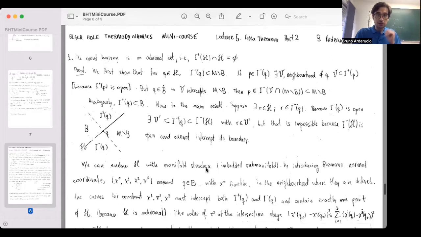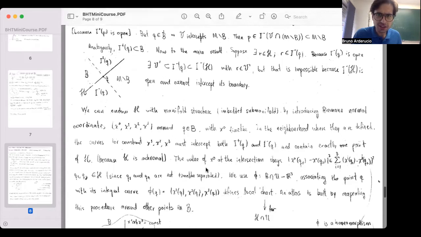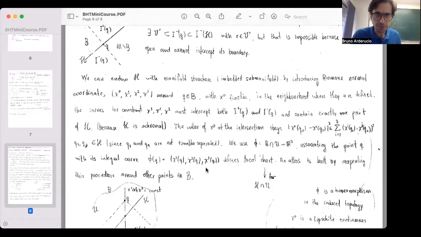Okay, now the next is not crucial, but I mentioned that we can endow H. For now, H is just a set. But then it's possible to show that H is in fact a submanifold. It's not only immersed, but it's also embedded.